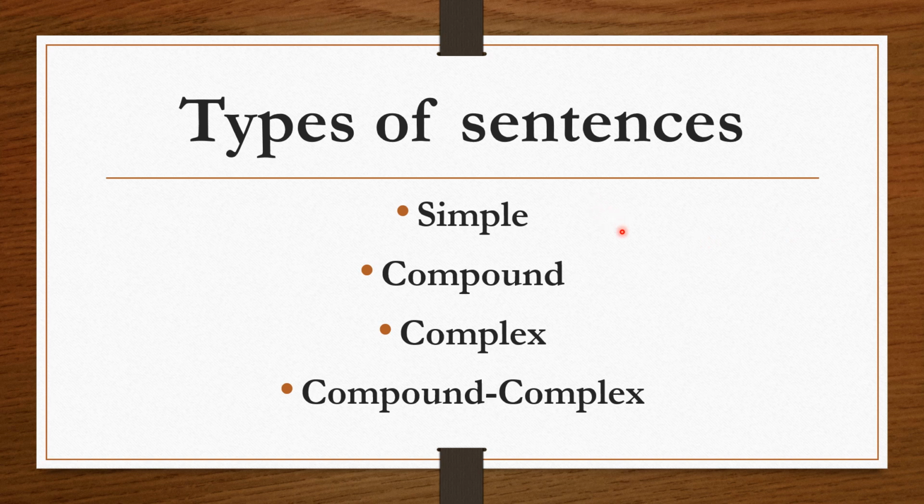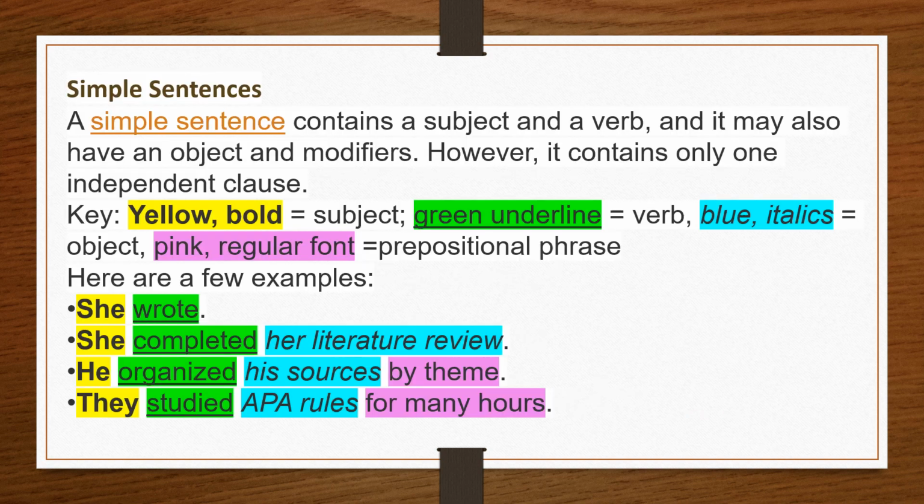So finally now we are going to talk about the types of sentences. There are 4 types of sentences that we are going to talk about. Simple, compound, complex, and compound-complex. Okay, so let's begin with the simple sentence. A simple sentence contains a subject and a verb, and it may also have an object and modifiers. However, it contains only one independent clause.